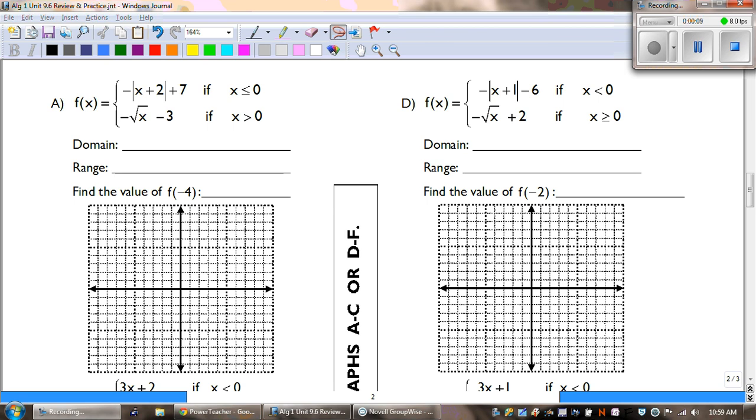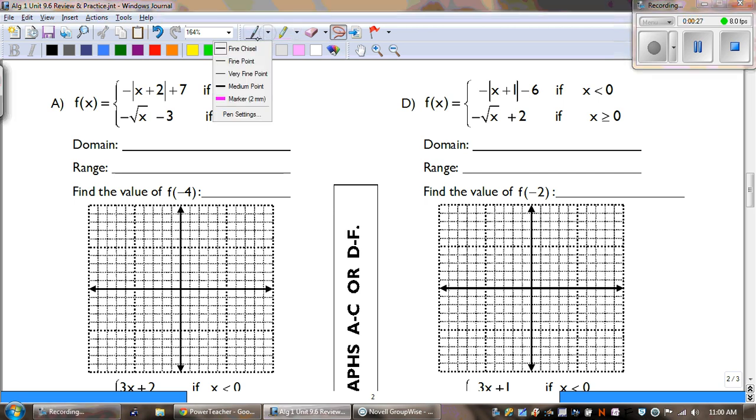I'm on the back side of the note, so go ahead and flip it over and let's get started. What we have to do for this is graph the piecewise functions, identify the domain and range, as well as the value of the function for the given domain value. Let's get this on. First one.